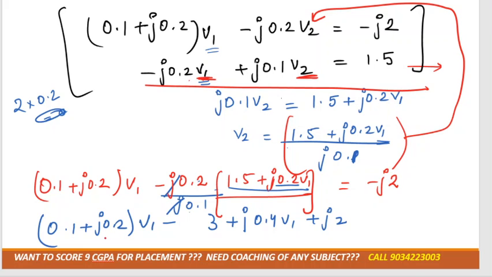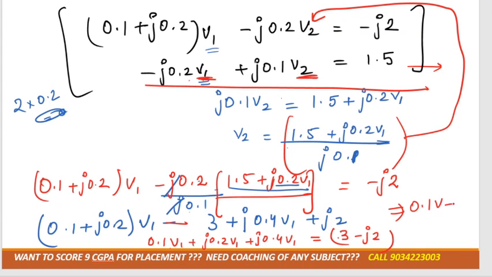Now I'm taking the V1 terms to one side. So we can write 0.1 V1 plus j0.2 V1 plus j0.4 V1 is equal to 3 minus j2. It's minus, na? So there it would be plus. So calculate the value of V1 from here. 0.1 V1 plus j0.6 V1 is equal to 3 minus j2.